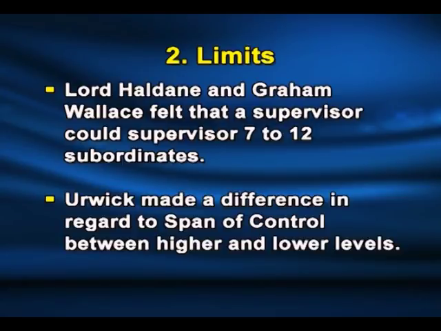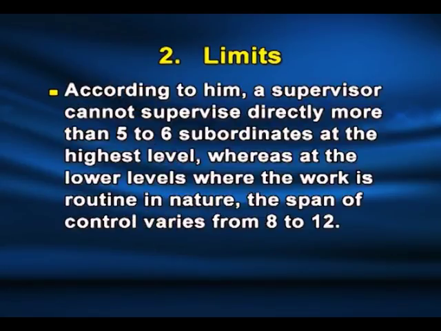Urwick made a difference in regard to span of control between higher and lower levels. According to him, a supervisor cannot supervise directly more than 5 to 6 subordinates at the highest level, whereas at the lower level, where the work is routine in nature, the span of control varies from 8 to 12.